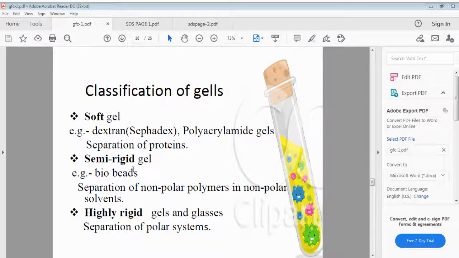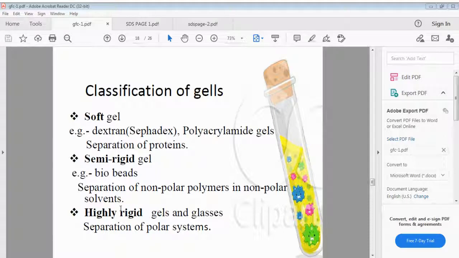What is an example of a semi-rigid gel? Biobeads. Some commercially available biobeads are there. What is it used for? Separation of non-polar polymers in non-polar solvent. So they are used for non-polar polymer separation.